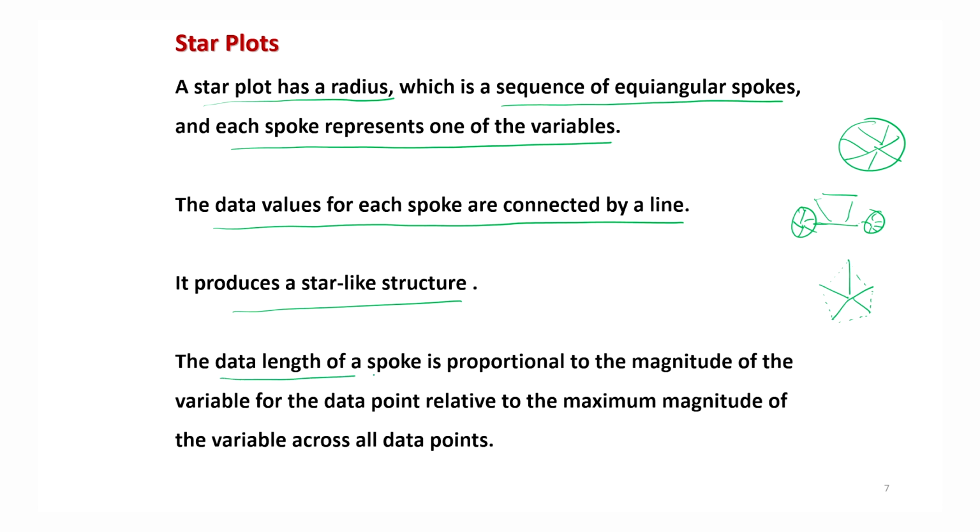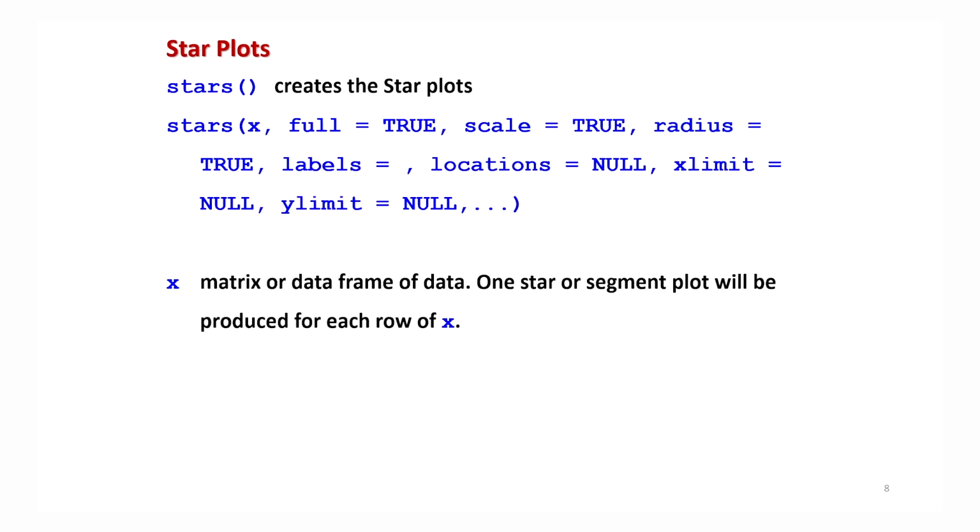The length of a spoke is proportional to the magnitude of the variable for the data point relative to the maximum magnitude of the variable across all data points. So by looking at the size of the star plots, you can get an idea about the magnitude also.